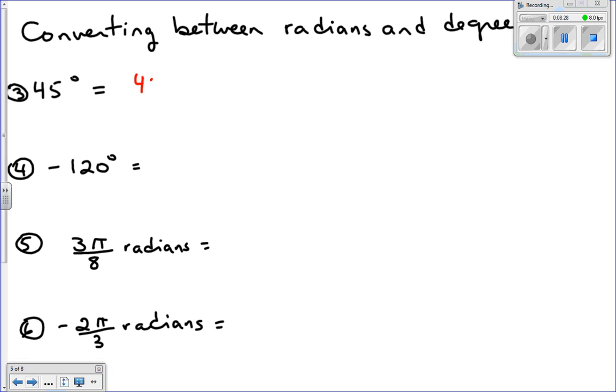So 45 degrees times pi radians over 180 degrees. Notice that my degrees cancel out. And I now have 45 pi radians over 180, but 45 and 180 can be simplified to 1/4. So I have pi over 4 radians.